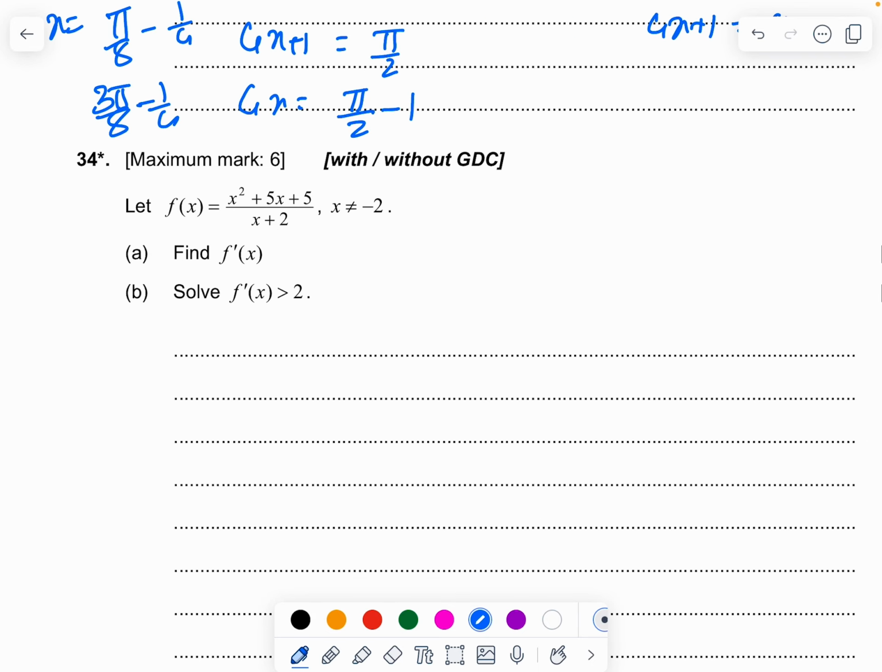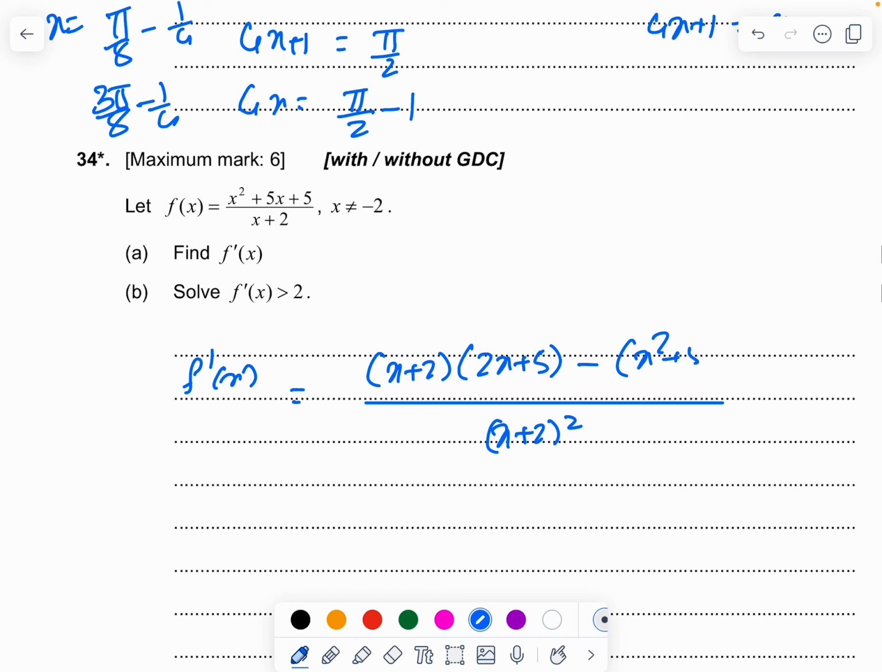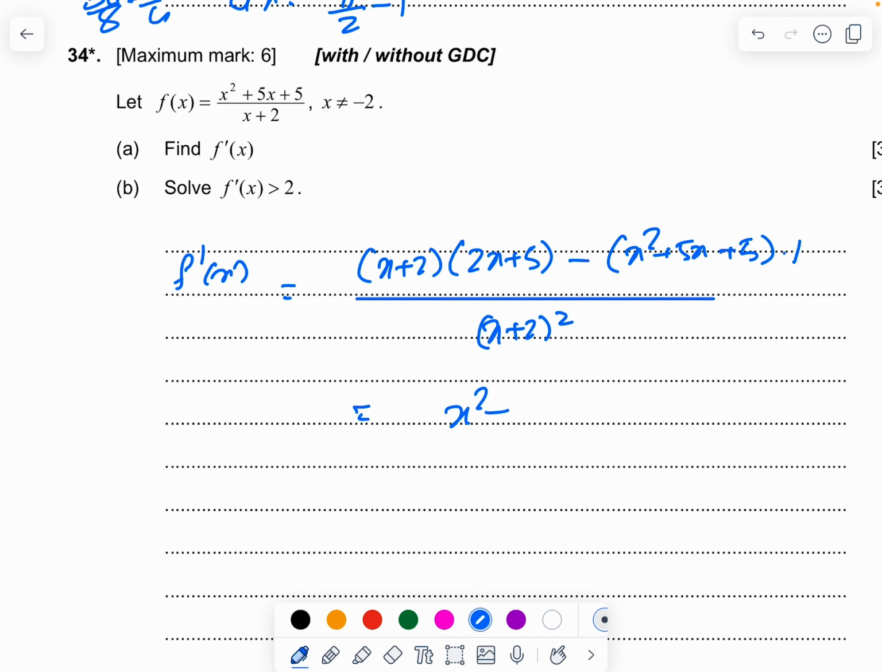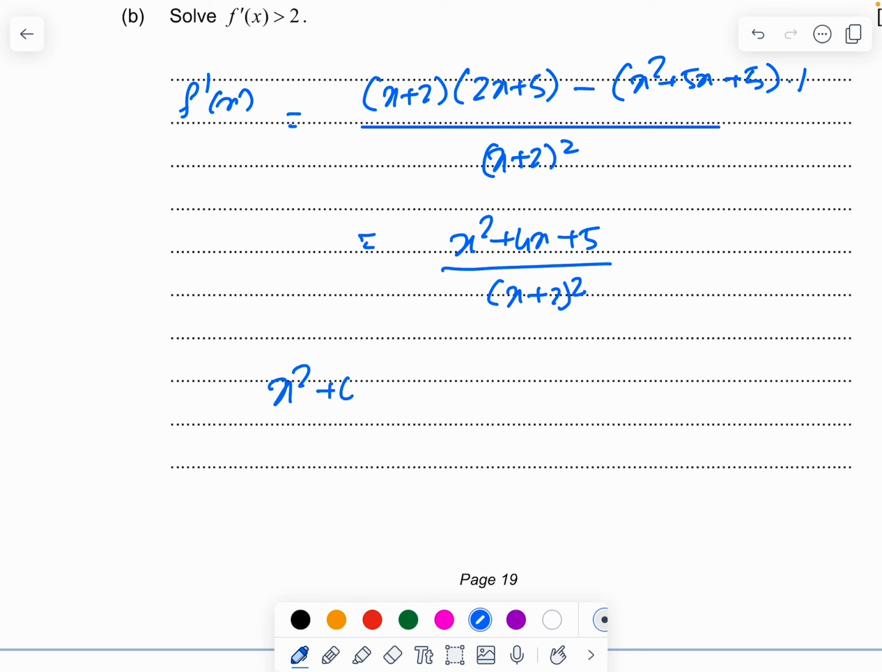Question number 34. Find f prime x. So this is the quotient rule. So x plus 2 whole square, then x plus 2 times derivative is 2x plus 5, minus again x square plus 5x plus 5, and the derivative of x plus 2 is 1. So when I simplify, I get x square plus 4x plus 5 divided by x plus 2 whole square. Now this should be greater than 2.